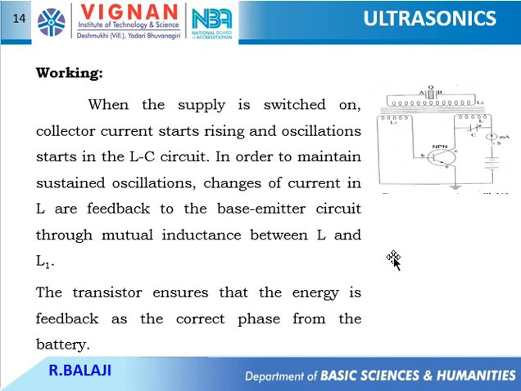Working. When the supply is switched on, the collector current starts rising and oscillation starts in the LC circuit. In order to maintain sustained oscillations, changes of current in L are fed back to the base-emitter circuit through mutual inductance between L and L1. The transistor ensures that the energy is fed back in the correct phase from the battery.